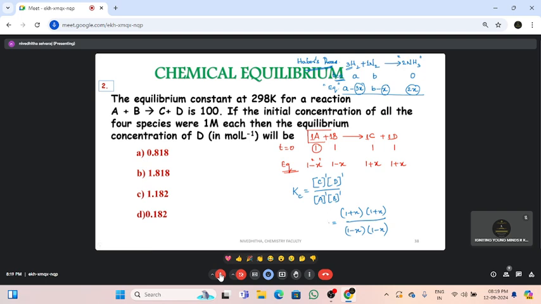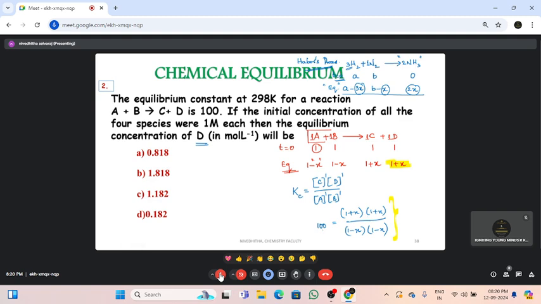Actually, what is the purpose of this question? We have to find the concentration of D at equilibrium. So what is the concentration of D at equilibrium? It is 1 plus X. So basically, we have to find the value of X. So we have a proper relationship here. Using this relationship, we have to find the value of X and substitute it in 1 plus X. Simplifying this is very easy. You need not do a complex calculation.